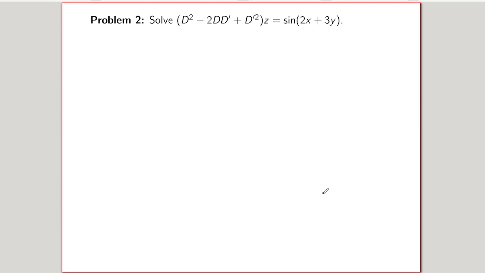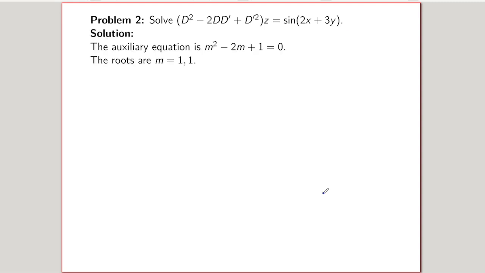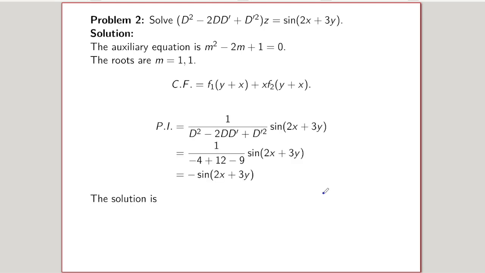Now let us come to the next question. Solve D square minus 2 D D dash plus D dash square into z equal to sin(2x+3y). So finding the auxiliary equation, that is m square minus 2m plus 1 equal to 0, and the roots will be 1 and 1. These are repeated roots. So CF is f1 of (y+x) plus x into f2 of (y+x).